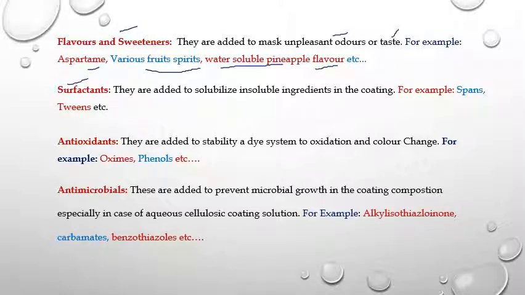Surfactant. They are added to solubilize insoluble ingredients in the coating. Examples: span, tween, etc. Antioxidant. They are added to stabilize a dye system against oxidation and color change. For example, oximes, phenols, etc. Antimicrobials. They are added to prevent microbial growth in the coating composition, especially in case of aqueous cellulosic coating systems. Examples: alkyl isothiazolinone, carbamates, and benzothiazoles.